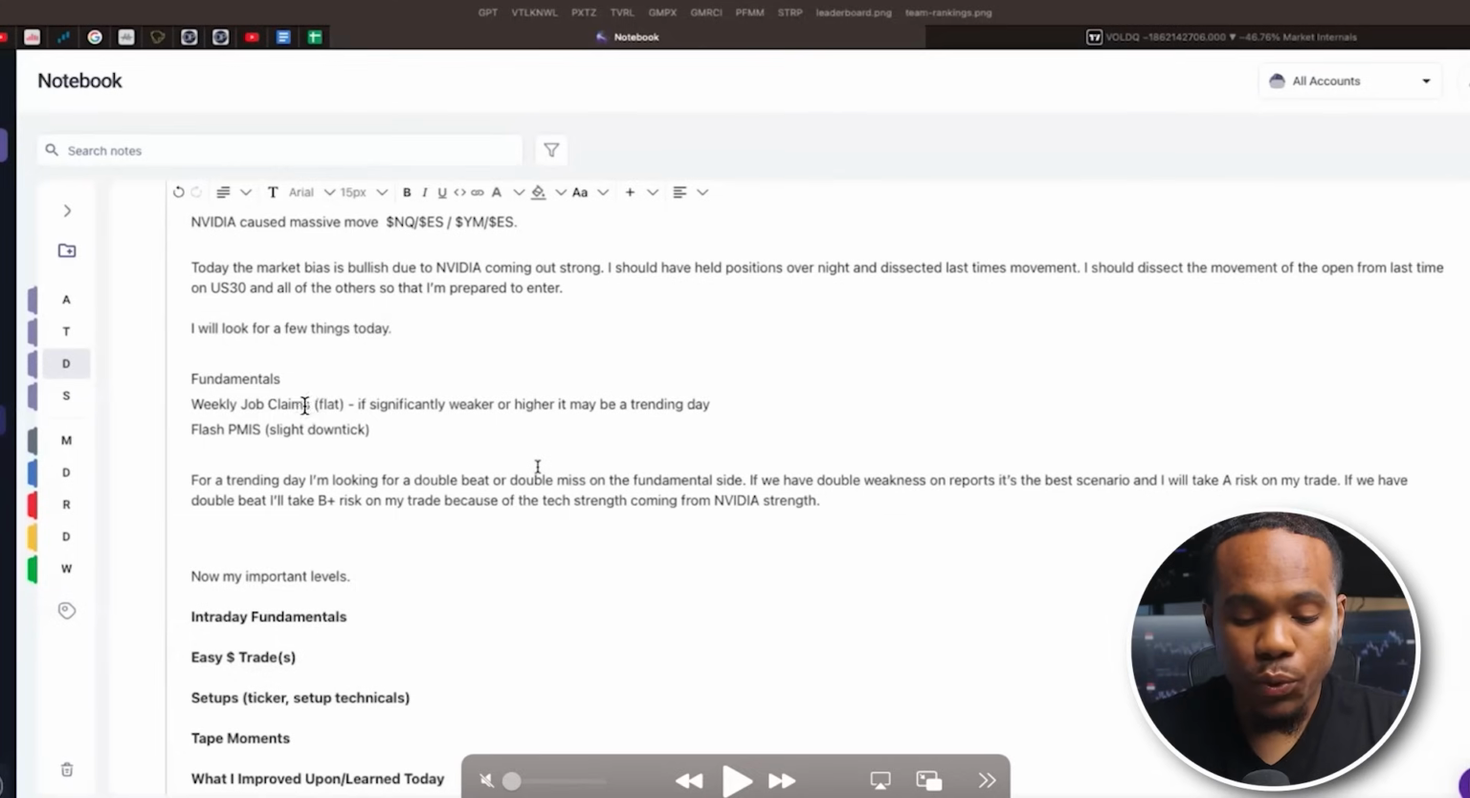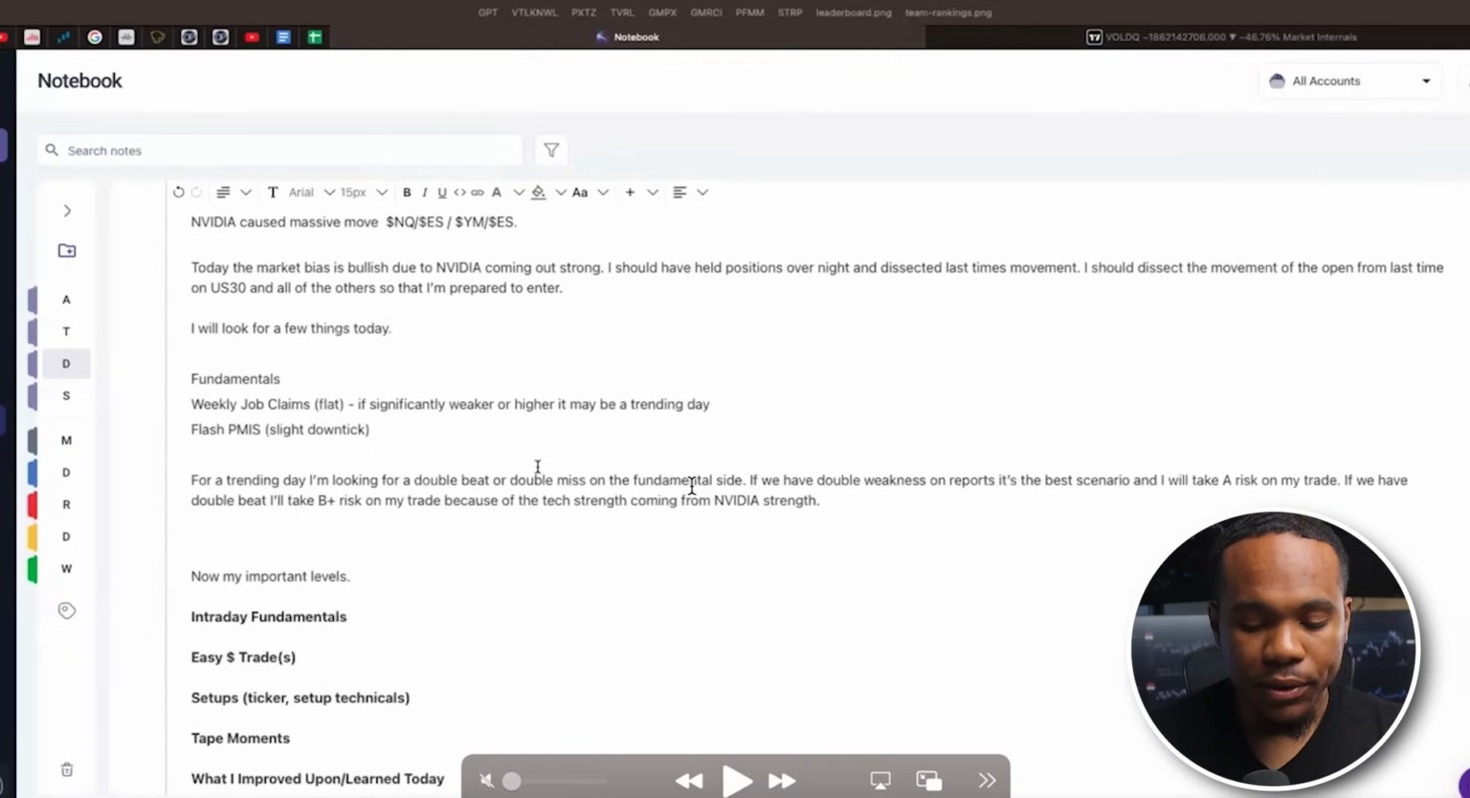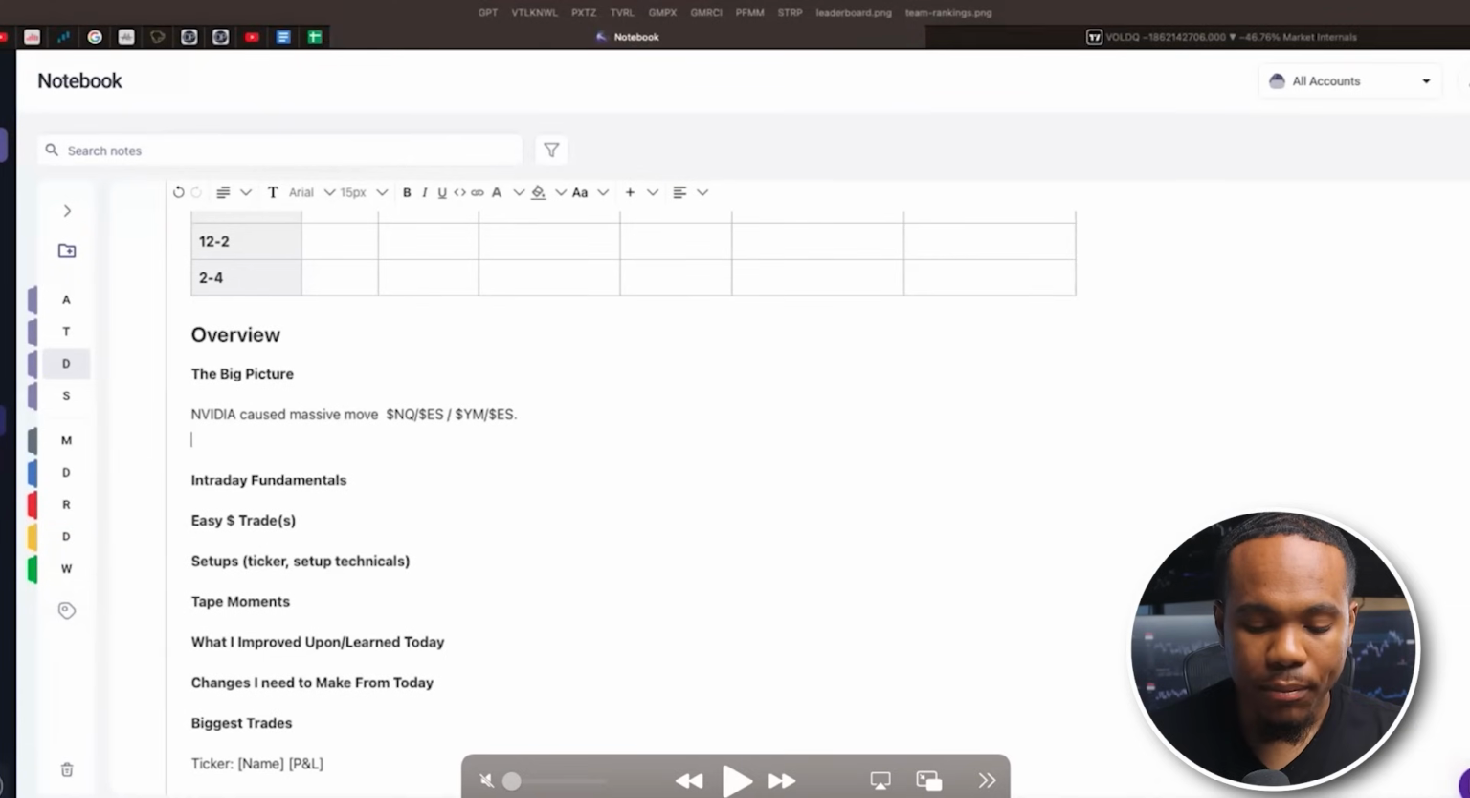So basically I have 2 items that are coming out. The flash PMIs are the most important for me. But if I have both of them extremely good for the dollar, I'm bearish on indices. If both of them are extremely weak or extremely bad for the dollar, and what I mean by extremely is it significantly misses the expectations forecasted by the analysts, then we are going to go bullish for the dollar. Bullish for indices, okay? So I put that in my notes.